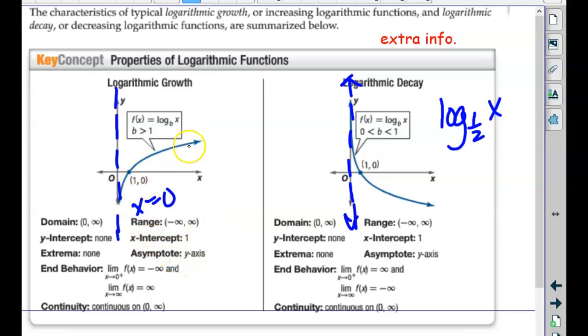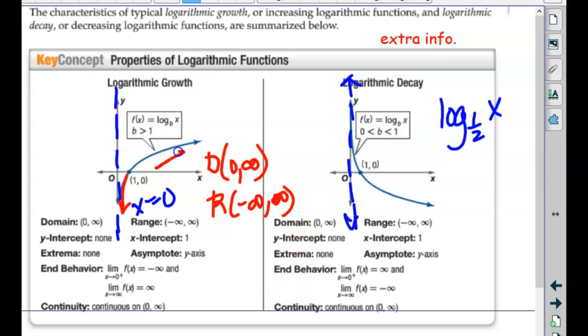What's happening, guys? Domain is like left to right, yes? And range, there's an arrow on both ends. This is all real numbers. Everybody okay?